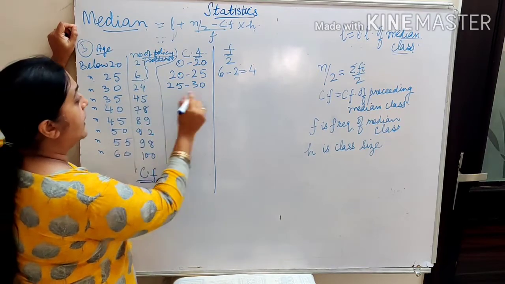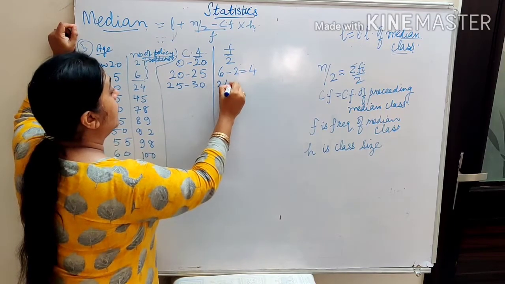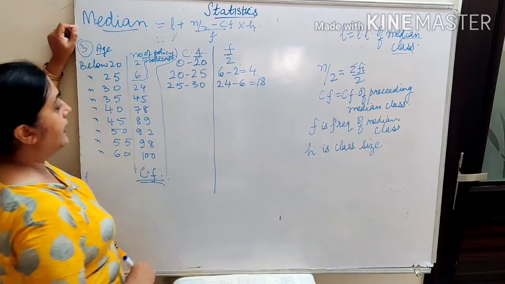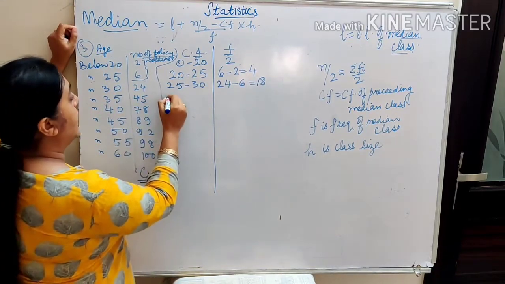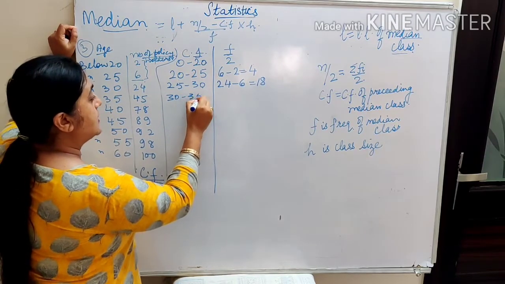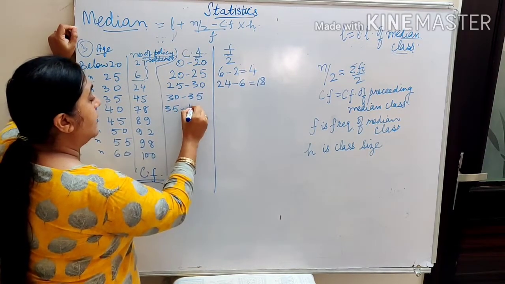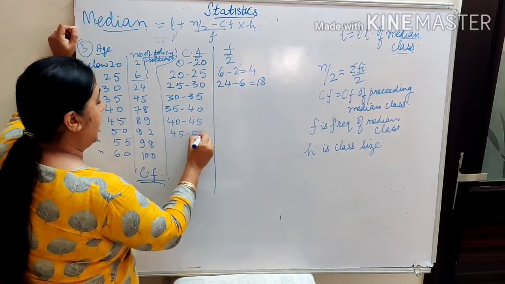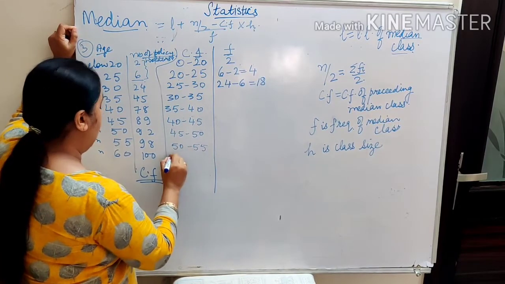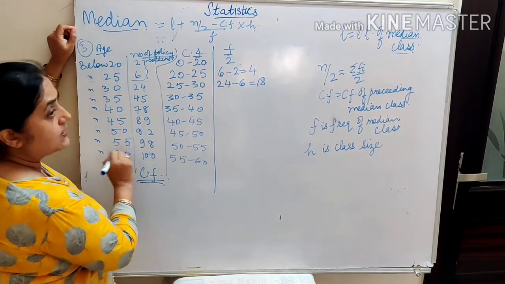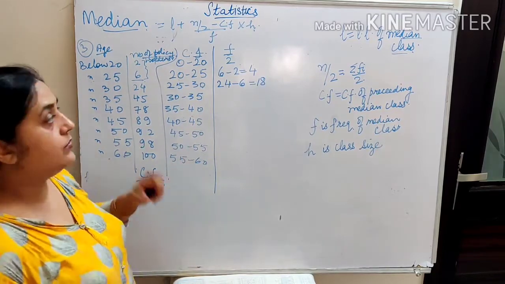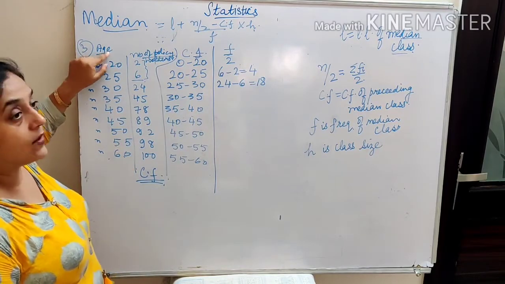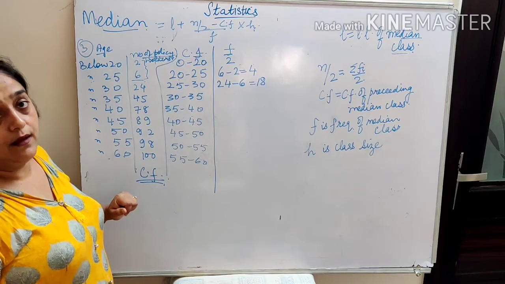So how will you write? You will write here 24, and just minus 6, that comes out to be 18. Right? Similarly, first I will convert all the classes: 30 to 35, 35 to 40, 40 to 45, 45 to 50, 50 to 55 and 55 to 60. Below 60 means I am talking about 55 to 60. According to this table, below 60 means we are talking from 0 to 60, not above 60.